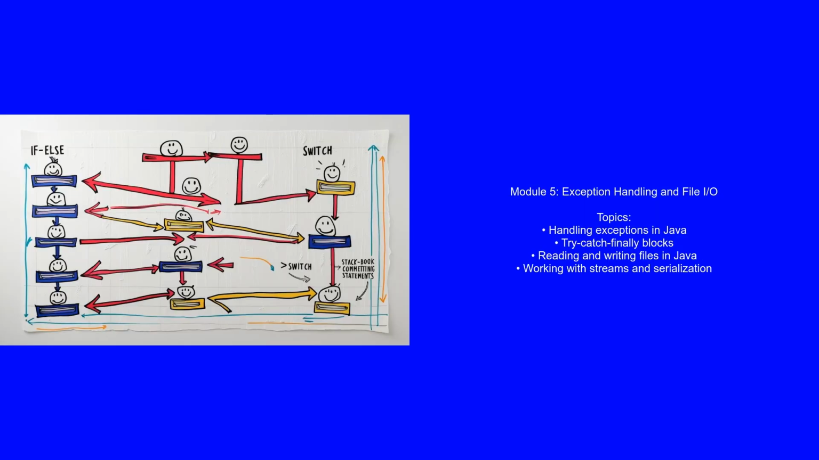Hey there. Welcome to Module 5 where we'll be diving into exception handling and file I/O in Java. So, first up, let's chat about handling exceptions in Java. When your code encounters an error, you can use try-catch-finally blocks to gracefully handle those exceptions. It's like having a safety net to catch any issues that may pop up during execution. Next, we'll explore reading and writing files in Java. This is a super handy skill to have because it allows you to interact with external files and data. You can use streams to read and write information, and even delve into serialization to save and load objects.